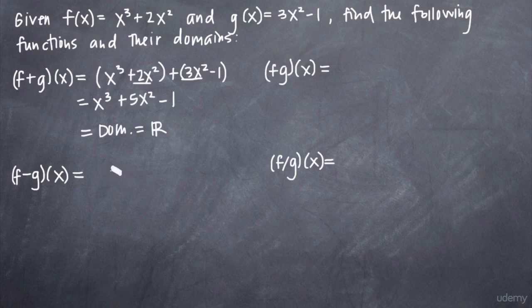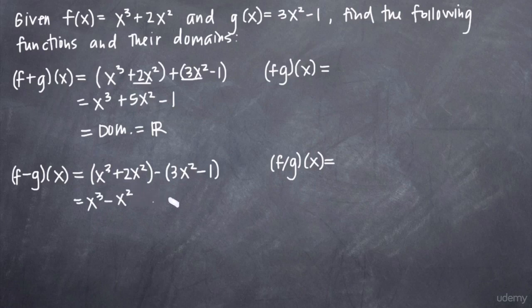As far as the difference of the two functions, really similar. We have f minus g of x here, so we'll just take f, which is x cubed plus 2x squared, and we'll subtract g of x. Don't forget to put g of x in parentheses like that so that you make sure you distribute the negative sign. So when we subtract here, we'll get x cubed. 2x squared minus 3x squared will give us a negative x squared. And then we have minus a negative 1, which will give us a plus 1. Again, we've really simplified as much as we can, so now we just need to indicate the domain. In this case, again, we have a polynomial function, so the domain is all real numbers.